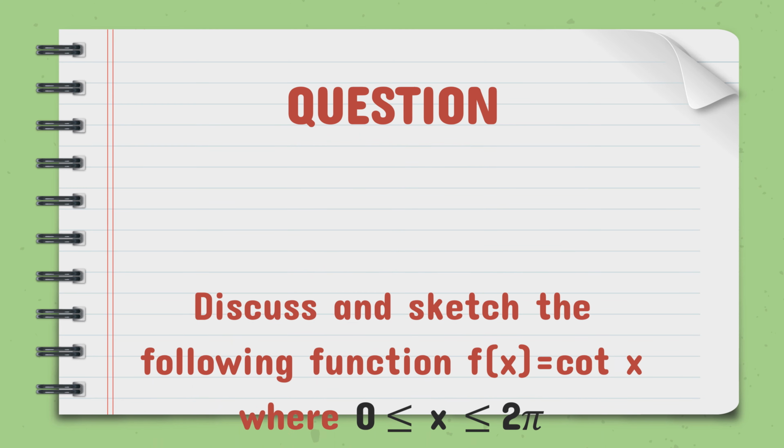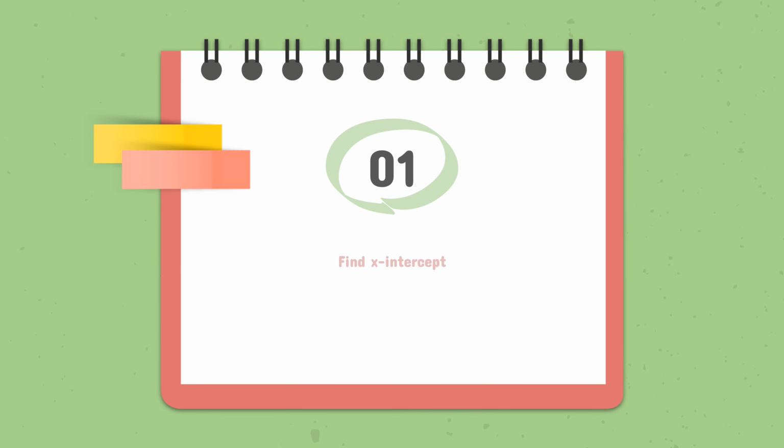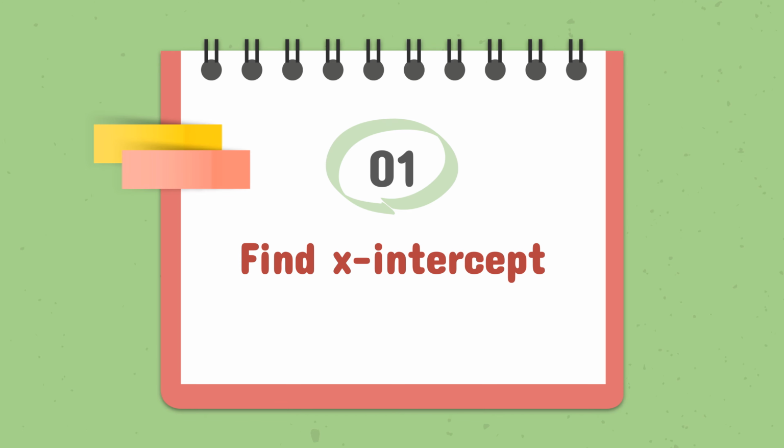As for the question, we need to discuss and sketch the following function, f(x) equal to cotangent x, where x is greater than or equal to 0 but less than or equal to 2π. So the first task is we need to find the x-intercept.